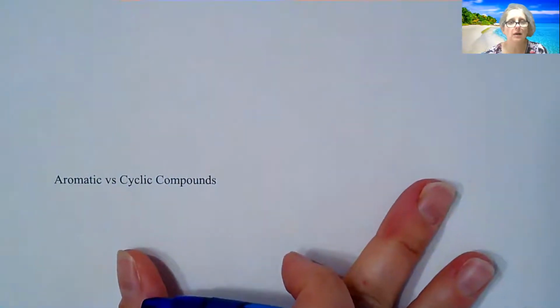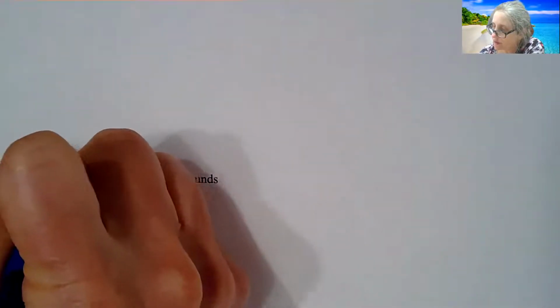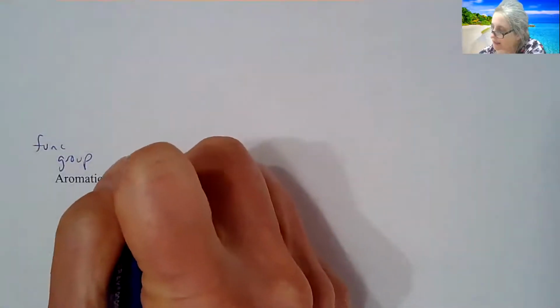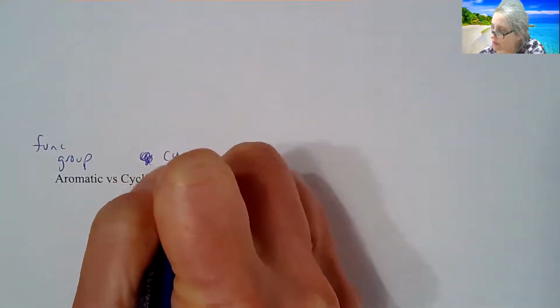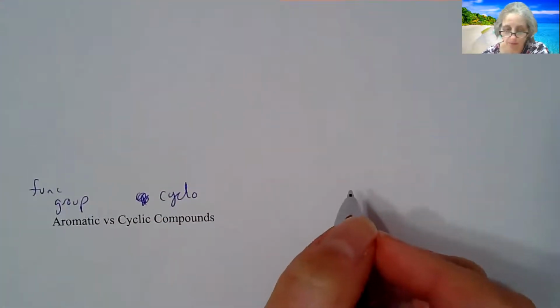All right, so the last part, we're going to talk about what we call aromatic versus cyclic compounds. Aromatics is going to be what we consider another functional group. So write down functional group for aromatic. And cyclic means cyclo. Those have been the ones we've been already drawing as we go through this.